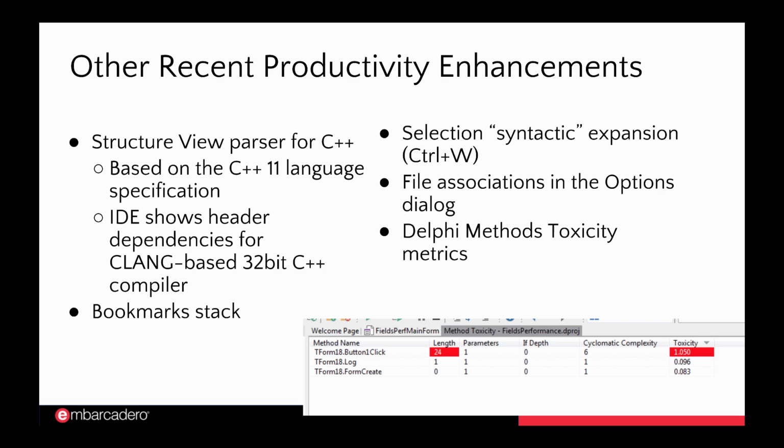A few other things we've added recently. The structure view parser for C++. Now that is based on modern C++, the C++11 language spec. You can show header dependencies for our C++ compilers, and that is itself written in C++. We added a bookmark stack to the code editor. We have syntactic expansion in the code editor. This is a fantastic feature. When you have a selection, you can intelligently expand it to make it get wider, and it does so in a way that is aware of the code. You can change file associations in the options dialog, and you can also analyze method toxicity for Delphi.